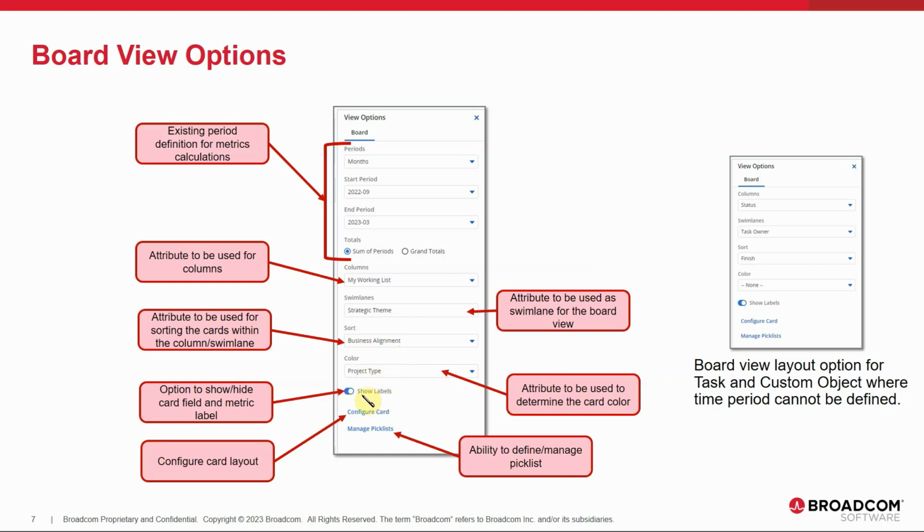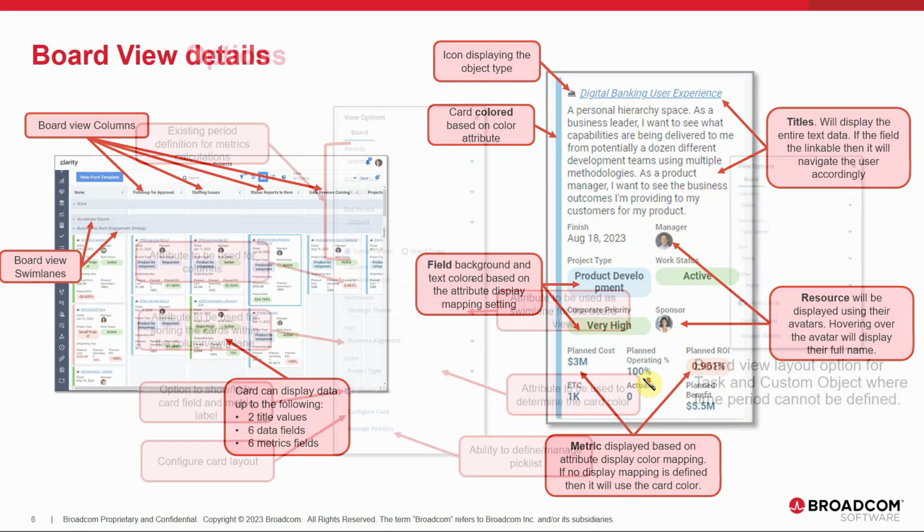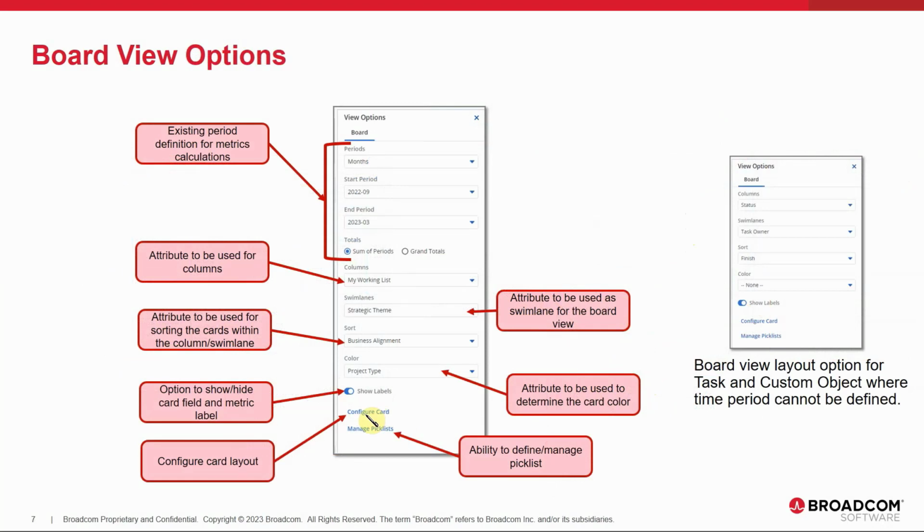We also have the option right here to show the label. So depending on how much data the user puts in their card, they have the option to show or hide the label. Specifically, these are the labels right here, as in this example I have the finish date, the manager, the project type. These are the specific labels which I can show or hide in my card. Right below that is the ability to configure the card layout, which we will cover later, and then it's the managing of the pick list itself. If the user goes into the view option for a board view where time period is not available, then they will just see the column, swim lane, and sorting color options for their board view.